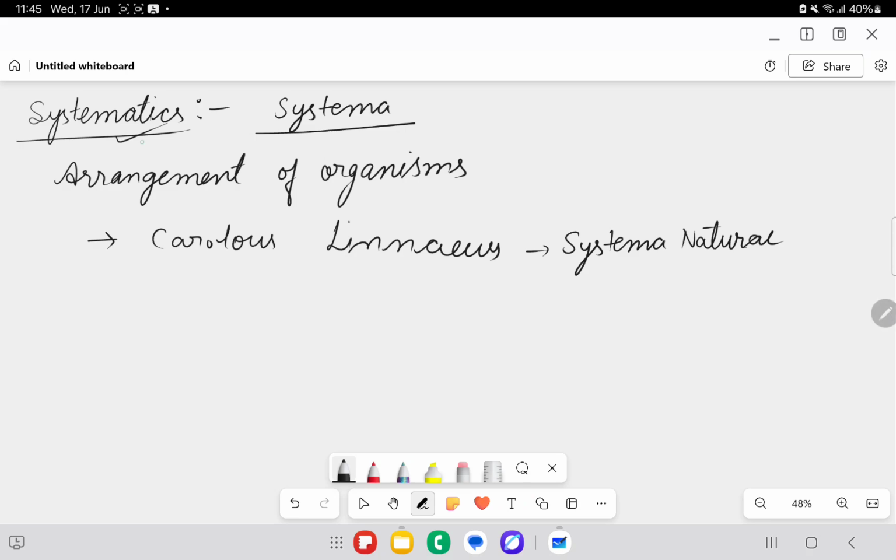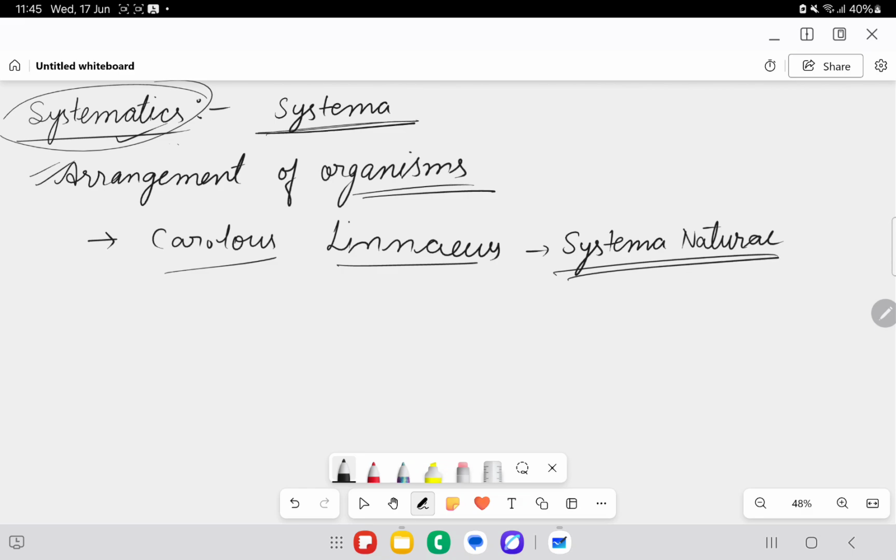Another term is systematics. This word also comes from the Latin word systema. What is systematics? Systematics is a systematic arrangement of organisms. Carolus Linnaeus published a book on a similar topic, Systema Naturae. Systematics also tells about the evolutionary relationship between organisms.